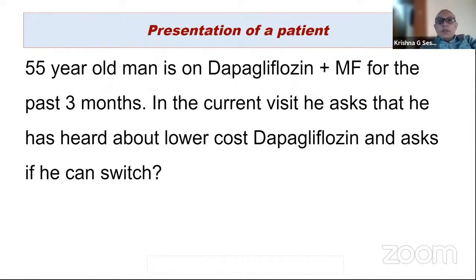Lastly, this question is added simply because there's so much pharma interest in dapagliflozin. Here's a patient who's on a dapagliflozin brand. At the current visit, he has heard about lower-cost dapagliflozin and asks if he can switch. Remember that after a certain amount of time, there's a difference between biosimilars and generics. The law allows you to make generics. The important part is the PK, the bioavailability and the bioequivalence.